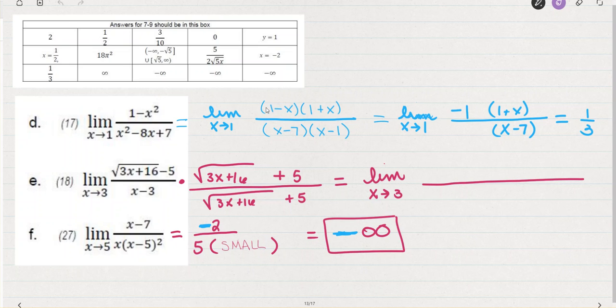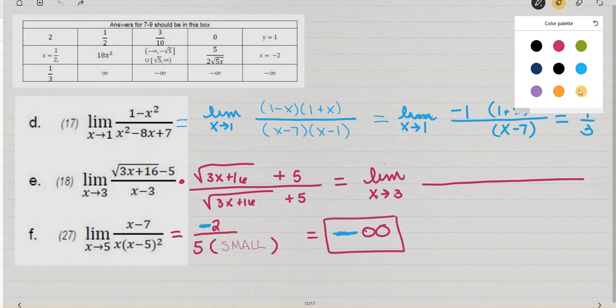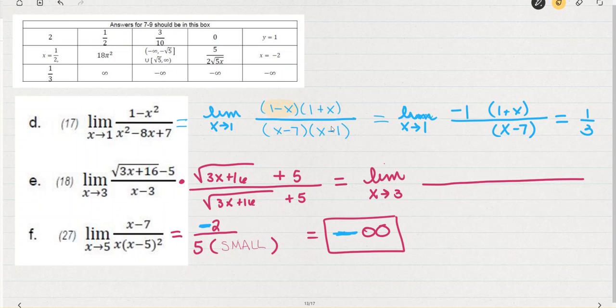Don't be afraid of the simplifying, because this, let me use a different color here so we can still read it carefully. This 1 minus x, minus 1, those are opposites. So when you divide those out, you get a negative 1. Just a quick algebra review there. And then once we've done that division, we can use direct substitution.